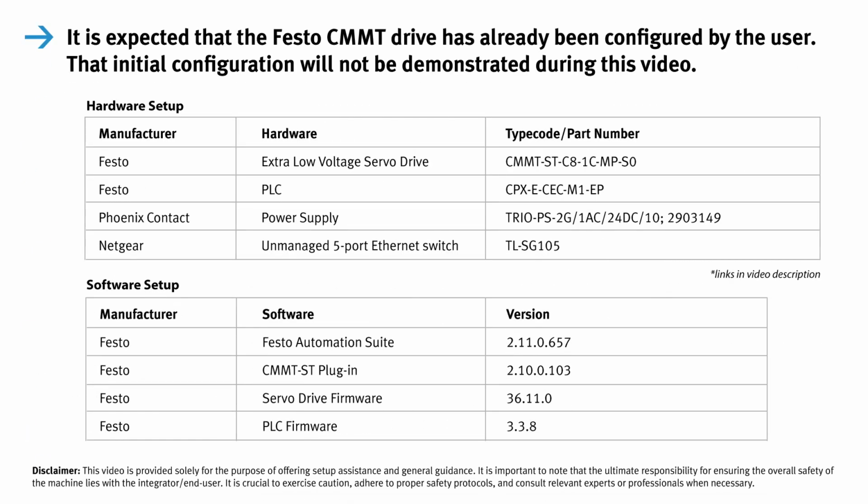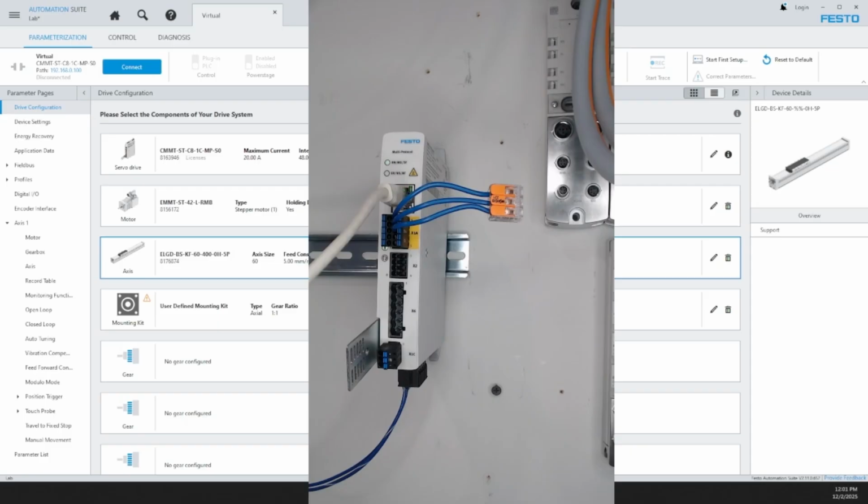In this video, I'm going to show you how to control a CMMT servo drive in a virtual mode. The intent of this is that I'm not going to have a motor, I'm not going to have an axis, and I don't have access to load power, but I still want to be able to move the axis and control it either through Festo Automation Suite or through a PLC.